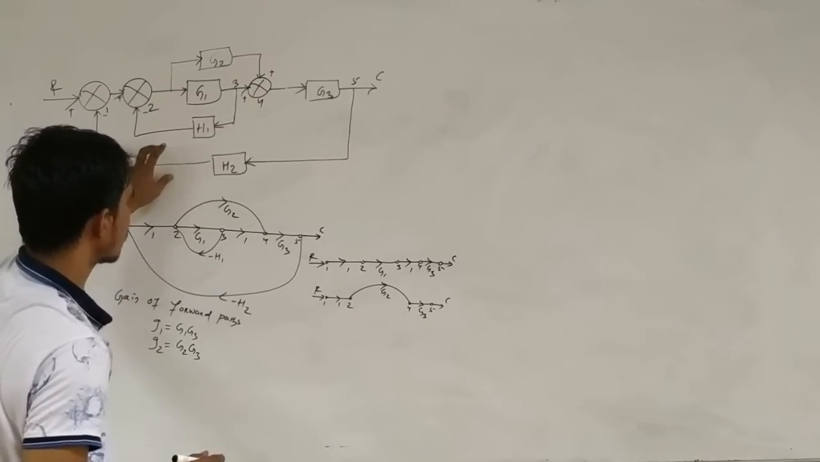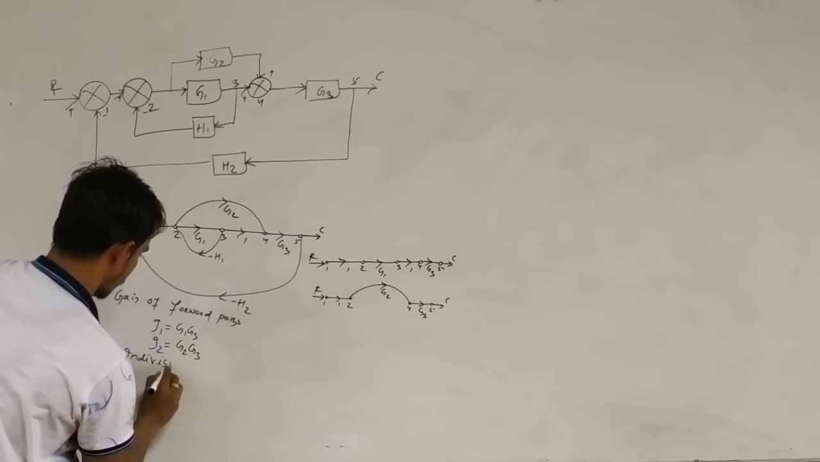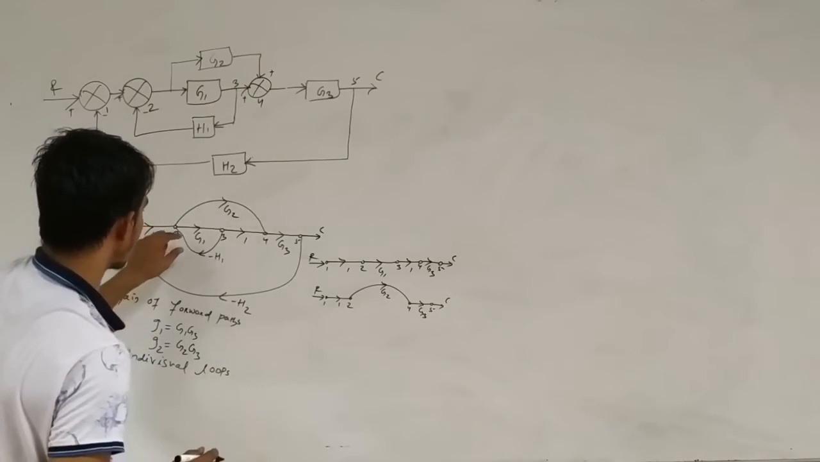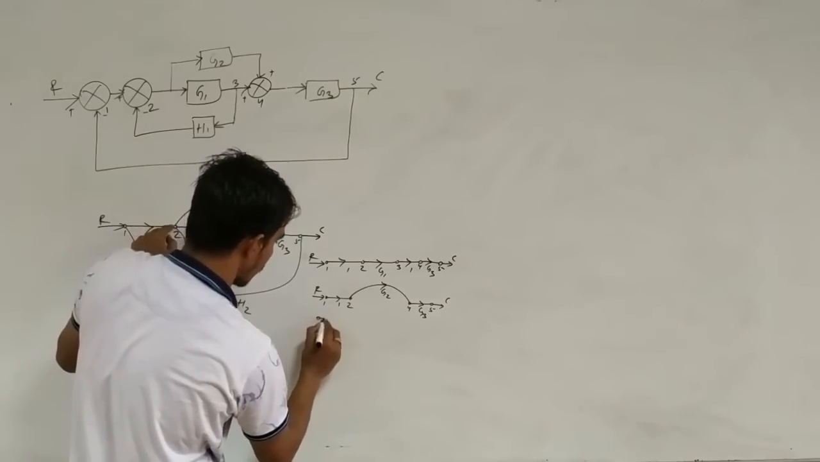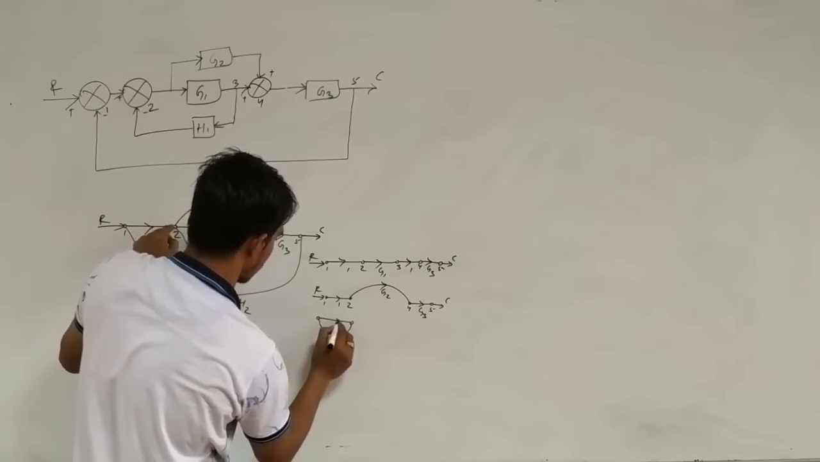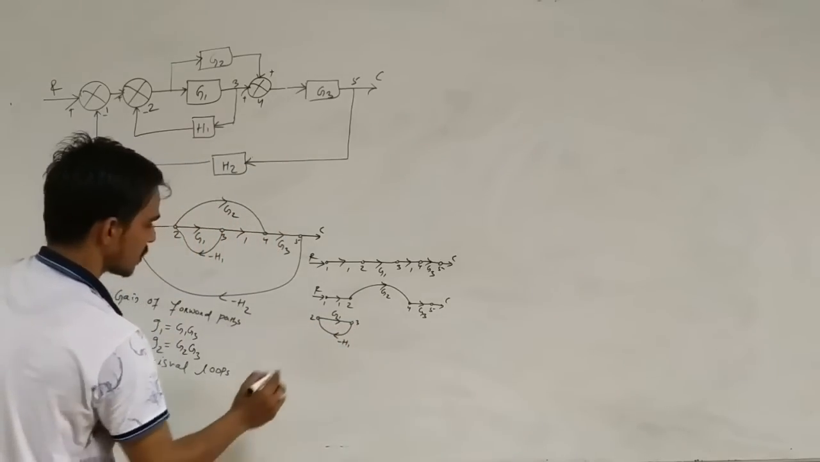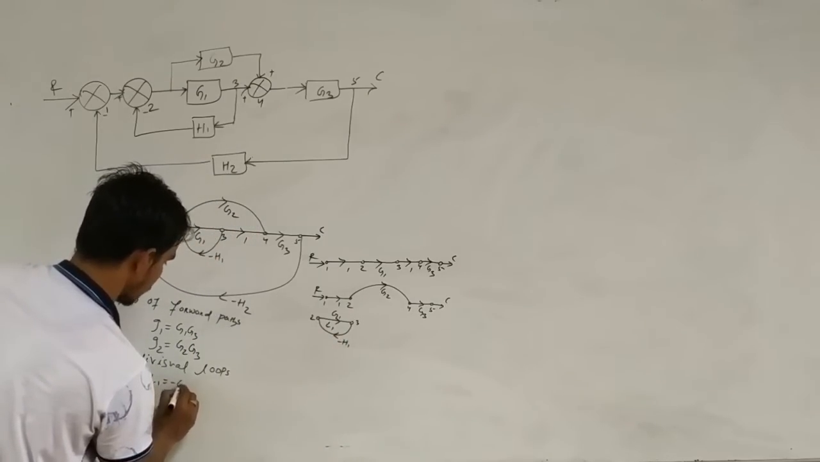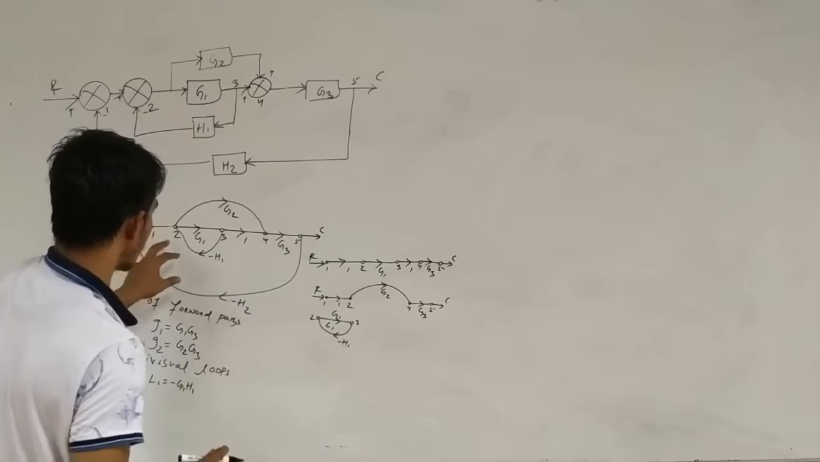Now we have to consider the individual loops. See how many loops are there? Node 2 to 3, and again coming back to 2 through minus H1, and this is G1, 2 to 3. This can be a loop. Suppose this is loop 1. So L1 gain will be minus G1 into H1. Are there any other loops?